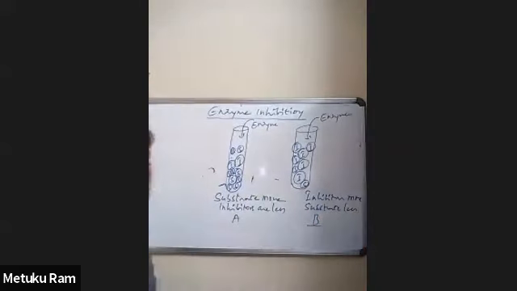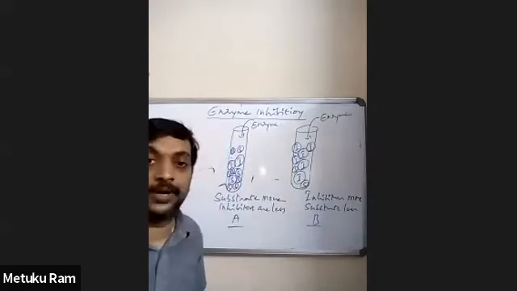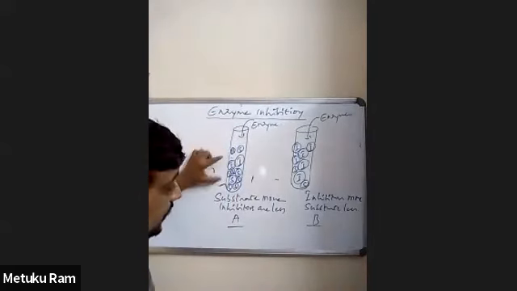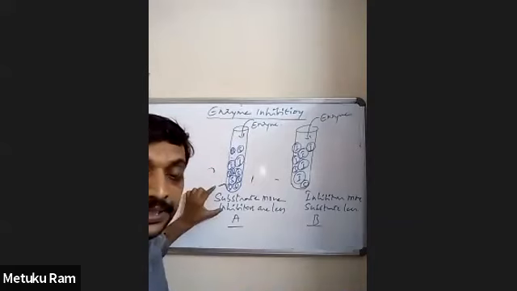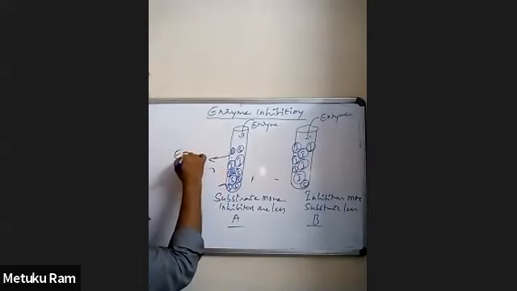Then what happens in test tube A, and in test tube B? Since the substrate concentration is more and the inhibitor concentration is less, what happens here? The enzyme catalysis.